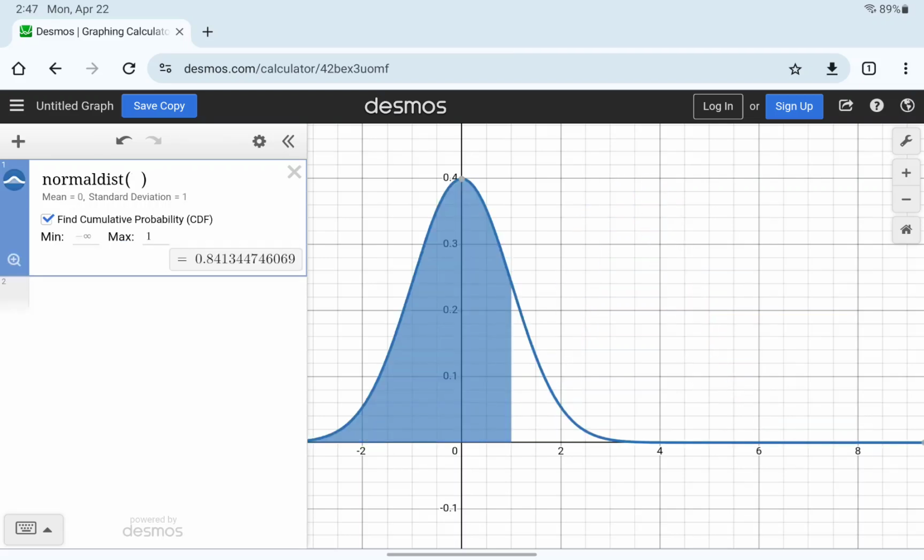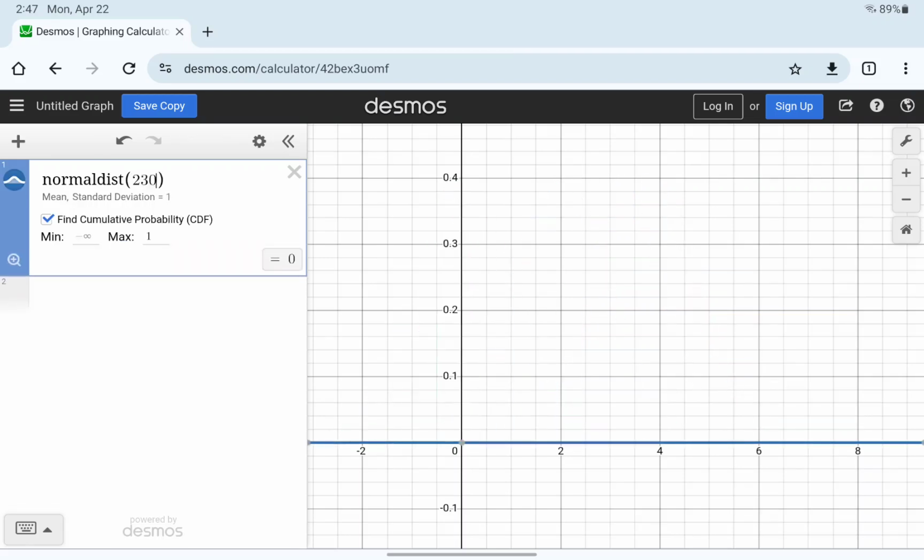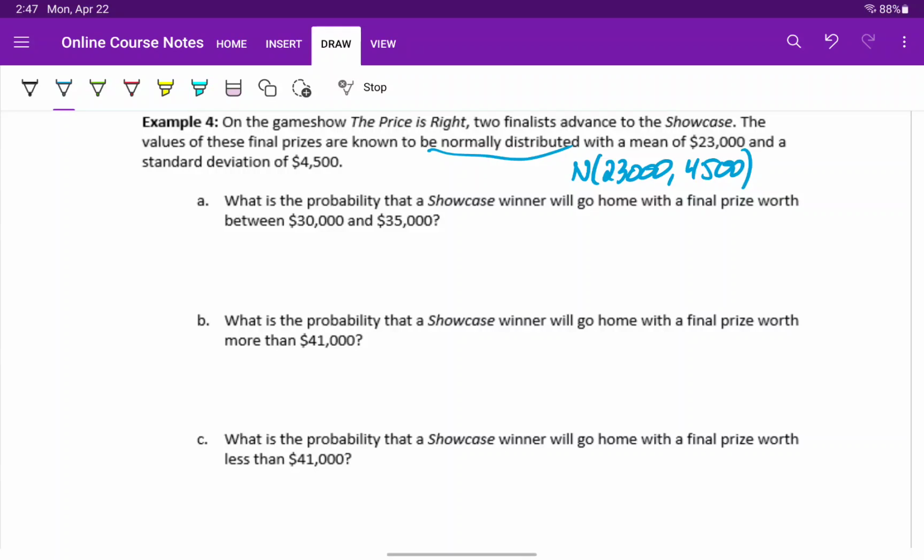We'll update the mean and standard deviation to match what we have in the problem. And then in this case, we want the probability that x is between 30,000 and 35,000. And that probability is going to be 0.0561.